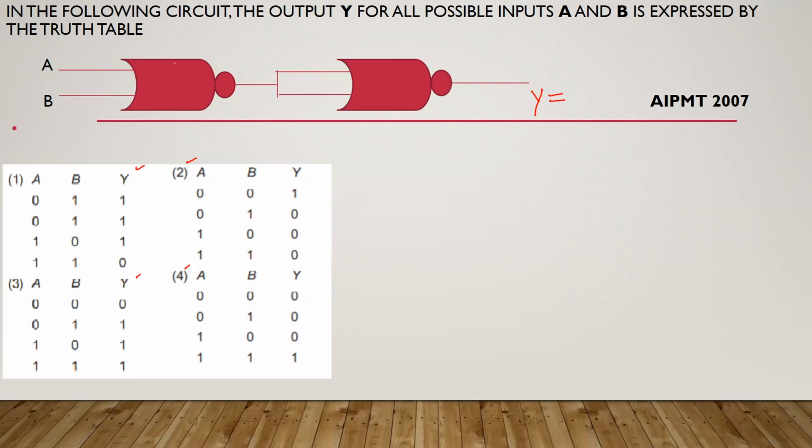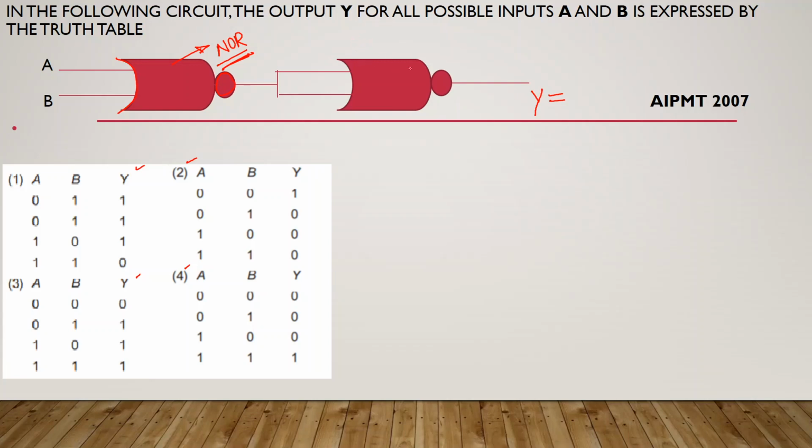See here, which logic gate is this one? There is a symbol. This is nothing but a NOR logic gate. This is a NOR logic gate. This NOR logic gate is attached to one more gate.